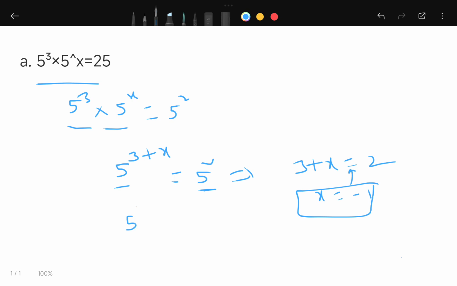which implies 5 cube into 5 power minus 1 equals 5 square. 5 power minus 1 is 1 by 5, into 5 cube. 5 ones are 5, 25s are 25.